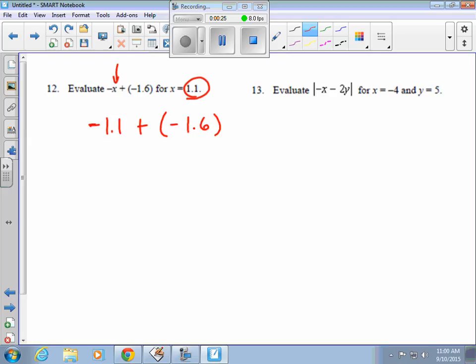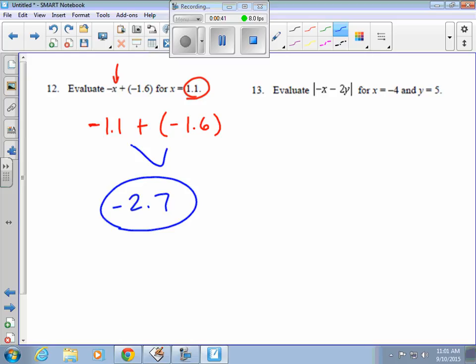So now what we have is addition of the same sign. Both of them are negative. So you put them together, you add them. 1.1 plus 1.6 is 2.7, and you keep that common sign since they were both negative. You keep it as a negative 2.7.